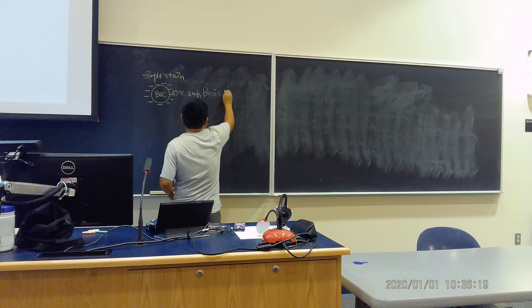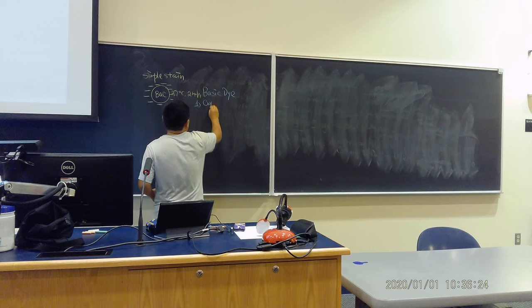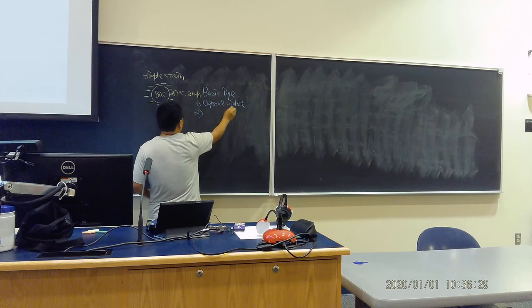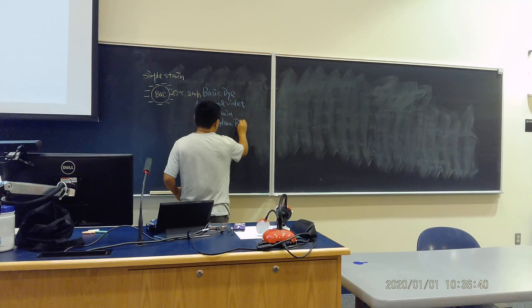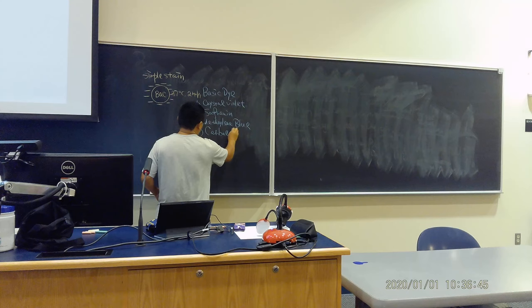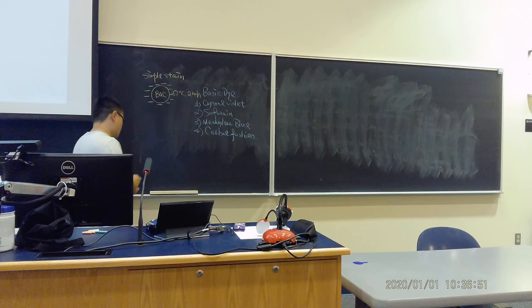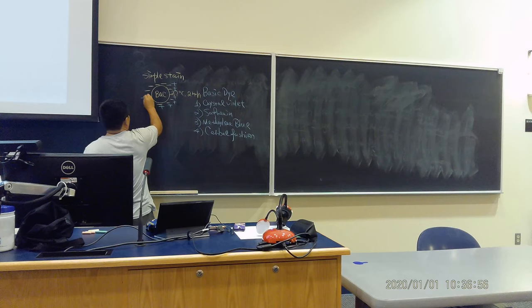What are the examples of basic dye? Crystal violet, which is purple color, safranin, pink color, methylene blue, which is blue color, and carbol fuchsin, which is also pink color. These are the basic dyes. These dyes are positively charged. You know positive and negative charges can combine together, therefore they stain the bacteria.